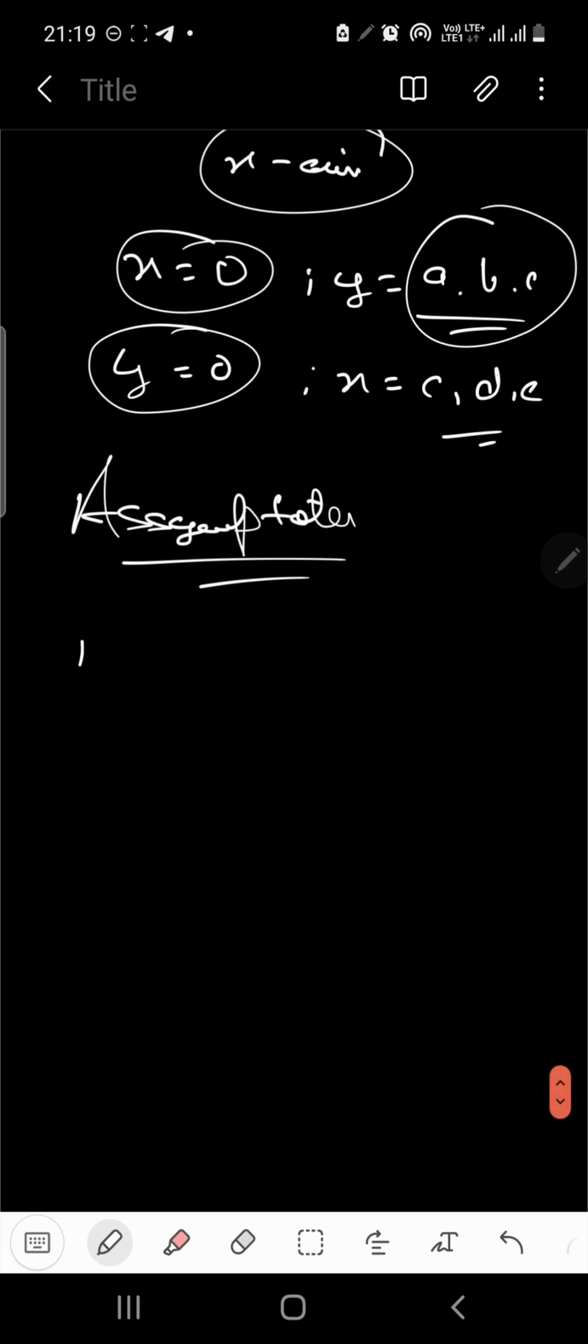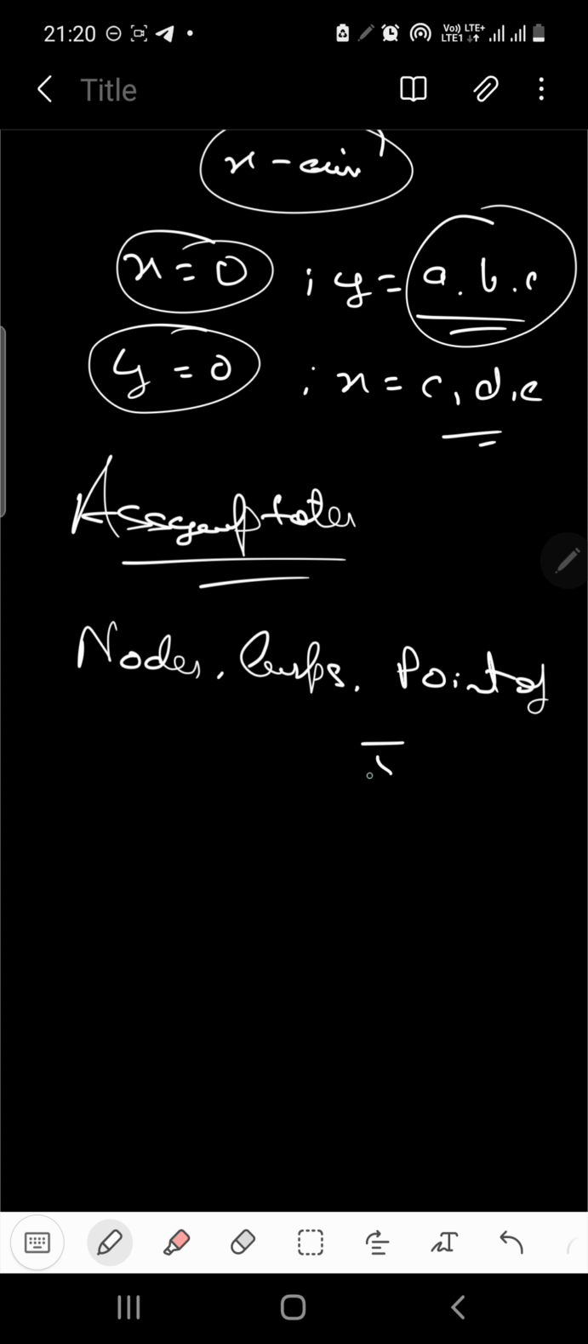At singular points, the double derivative actually becomes 0. There are basically three types of singular points. You have nodes, you have cusps, and you have isolated points.